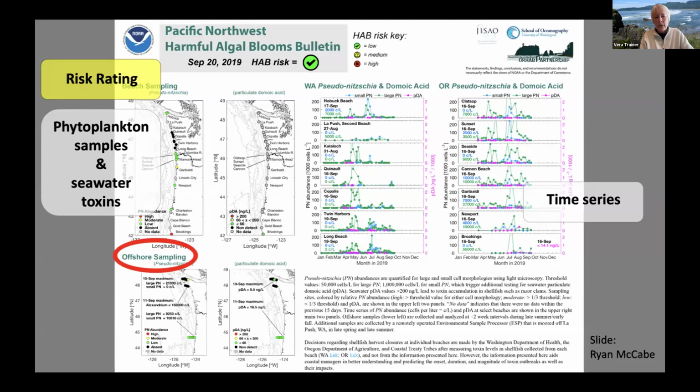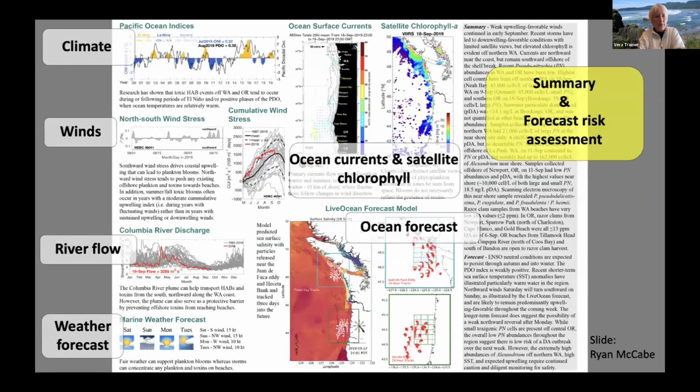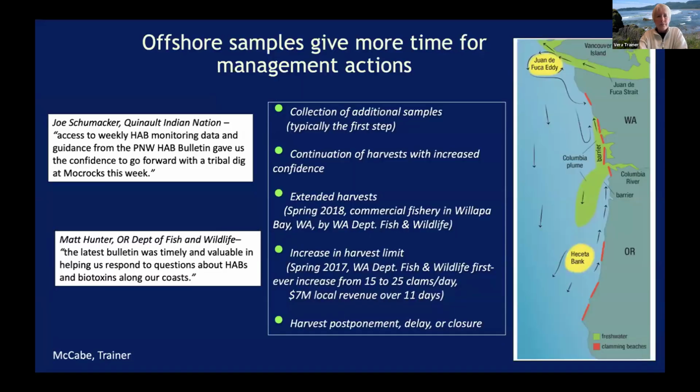On the right are the data from the ORHAB partnership and also our Oregon partners. We also include climate, winds, river flow, because the Columbia River can act either as a conduit or a barrier of these harmful algal blooms, the weather, currents, and satellite chlorophyll, and then the ocean forecast, in this case, the Live Ocean model. This is then all put together in a summary text that's put together by Ryan, Barb Hickey, and myself.